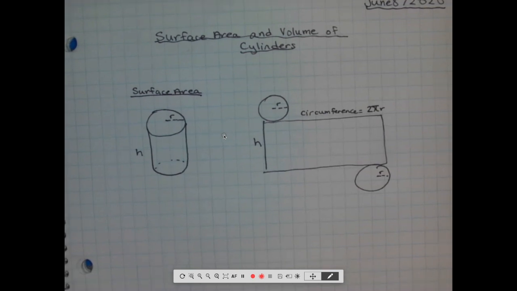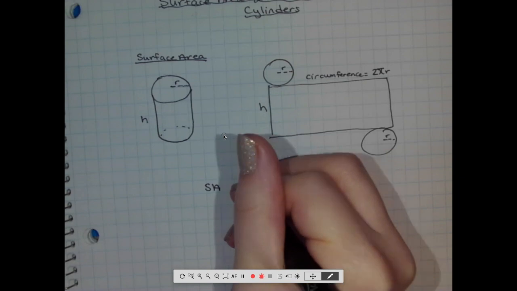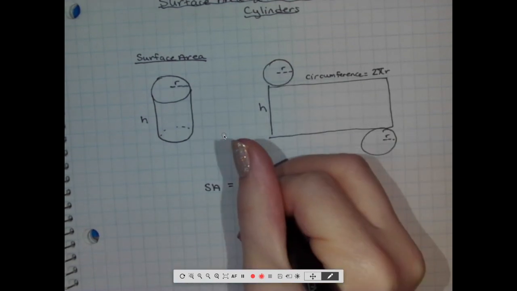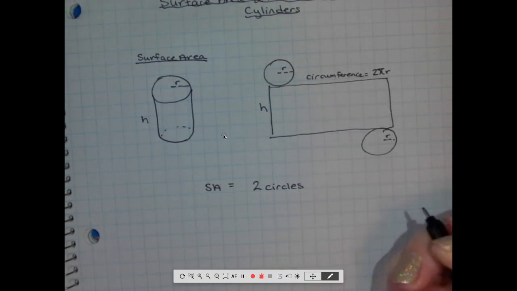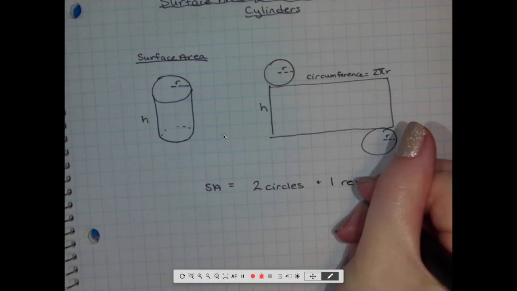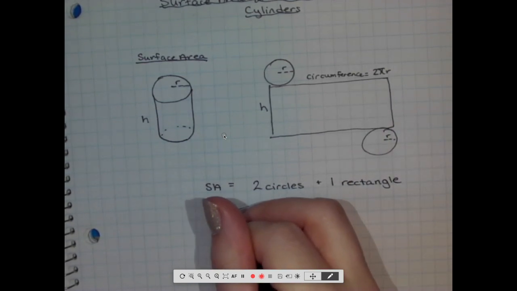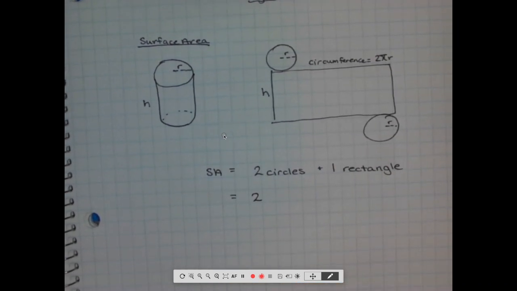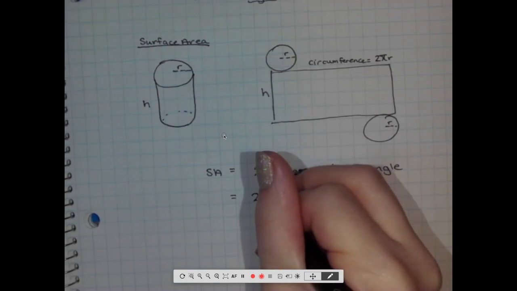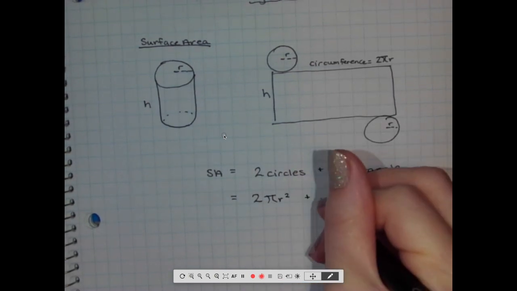So when we look at surface area, we have a few surfaces to consider. We have two circles, and we have one rectangle. Now for our two circles, we use that same formula that we used a few weeks ago to calculate the area of a circle, which is pi r squared. So it's going to be 2 pi r squared. And a rectangle is length times width.